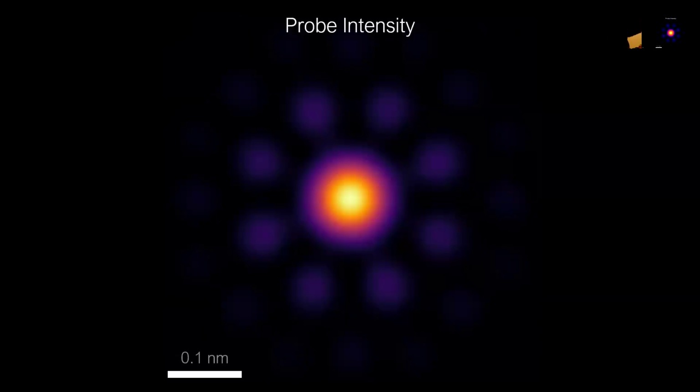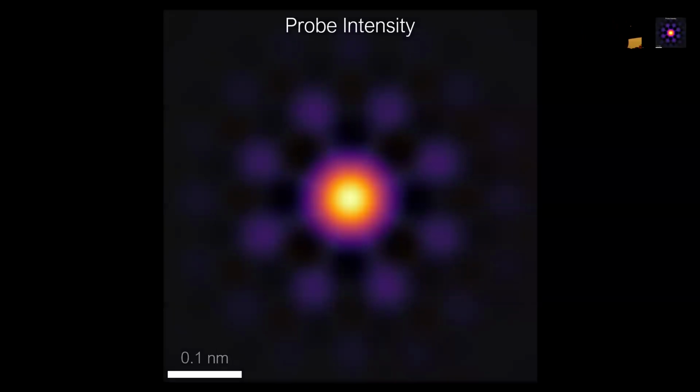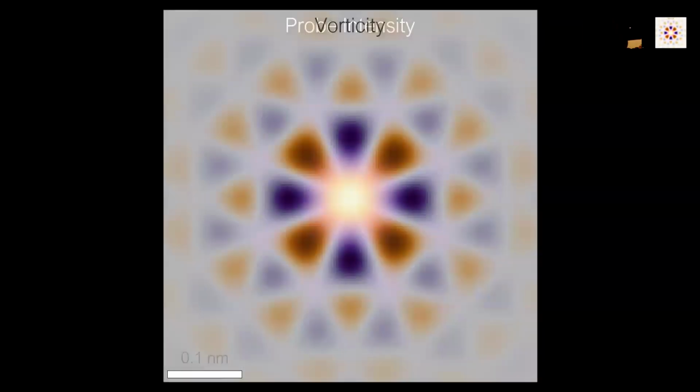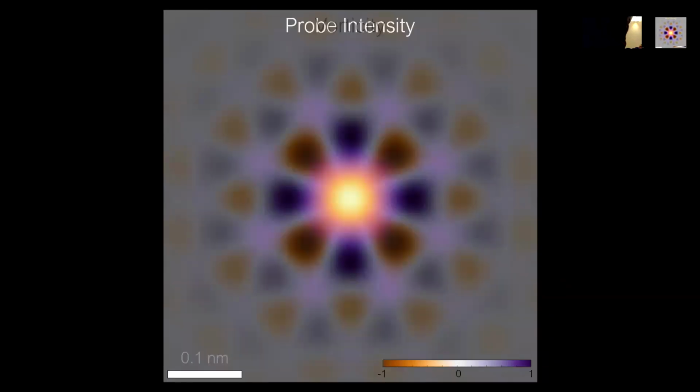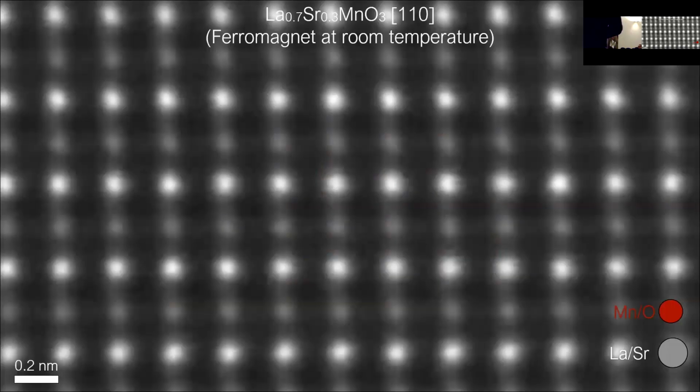So this is the probe intensity that I showed you before. And here is the vorticity. What I'm showing you this for is that the probe intensity and the vorticity are a little bit complementary. Where we have intensity, the vorticity is 0. So the vorticity has higher intensity between the tails of the electron probe. And what we are going to do is spectrum images with this electron probe. So this is a sample that Jaume actually gave me.